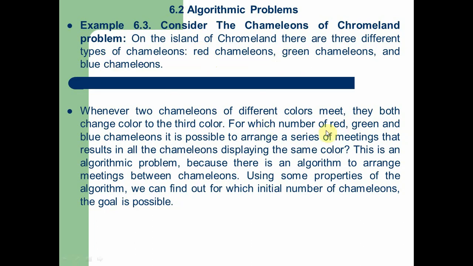For which numbers of red, green and blue chameleons is it possible to arrange a series of meetings that results in all the chameleons displaying the same color? Here we want to create a procedure or algorithm, a series of meetings of different chameleons, to convert them all into the same color. So this is the problem. We want to convert all the chameleons into a single color. It may be red, green, or blue; it is up to our choice. But somehow we want to convert all the chameleons into the same color.